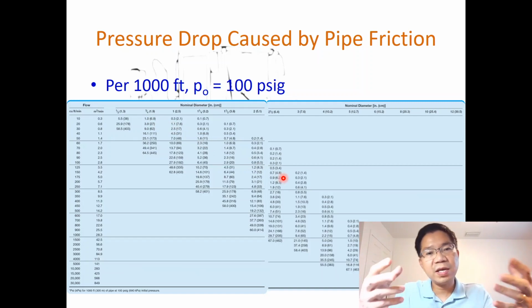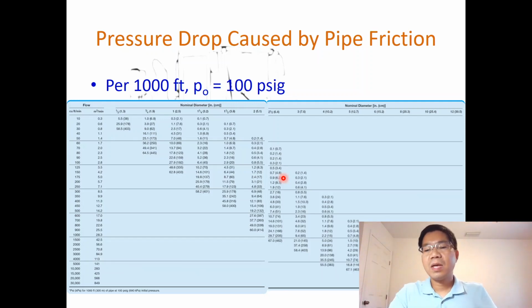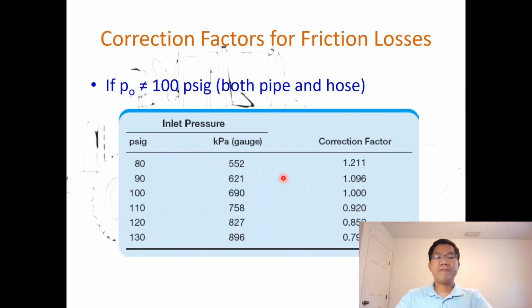This concept you learn in fluid mechanics, so that is to see the pressure drop when the air goes through the pipe. And if the pressure at the initial start of the pipe is not 100 psi gauge, and that table applies for both pipe and hose, then we need to do an adjustment. So if it's lower, then the correction factor is more than 1. If it's greater than 100, then the correction factor is less than 1, as you can see there.